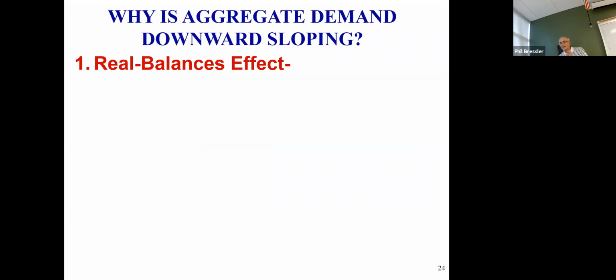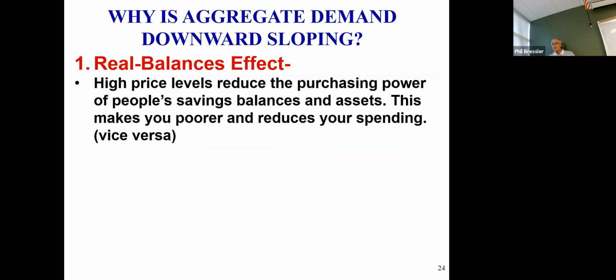All right, here is one they hit for whatever reason: why is aggregate demand downward sloping? One is the real balance effect, or wealth effect. They're the same thing called two different names. When price levels go up, purchasing power goes down. If Coke is $1 and I have $10, I can buy 10 Cokes. If it goes up to $2, I can only buy 5. So when price levels change, purchasing power changes. That's all it is.